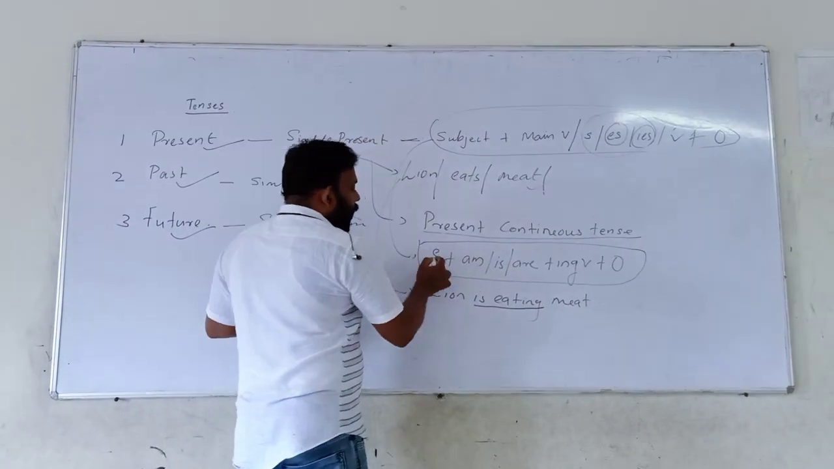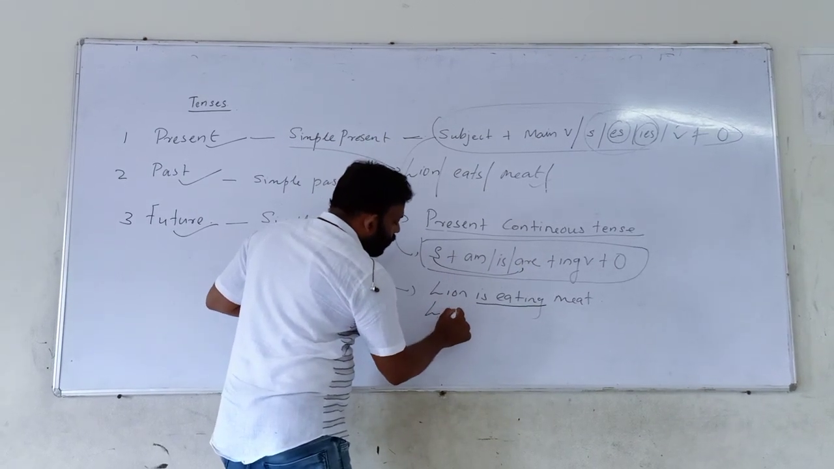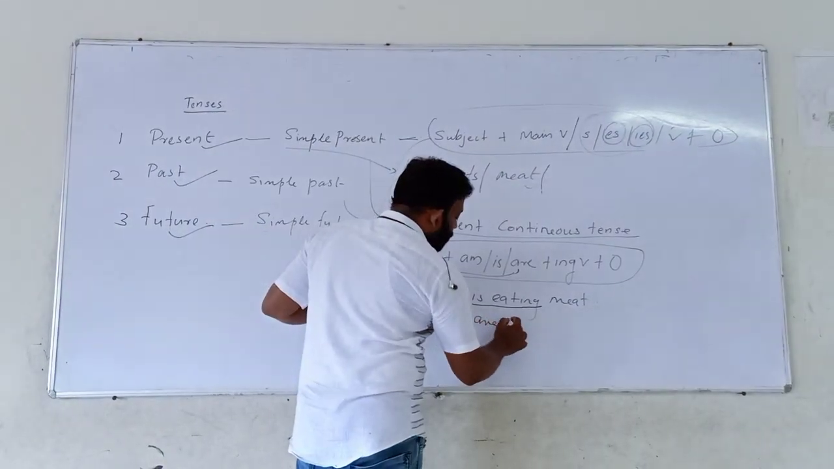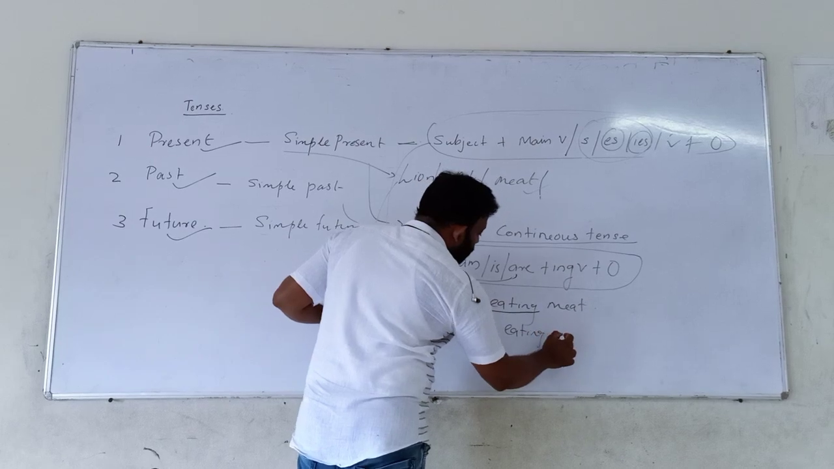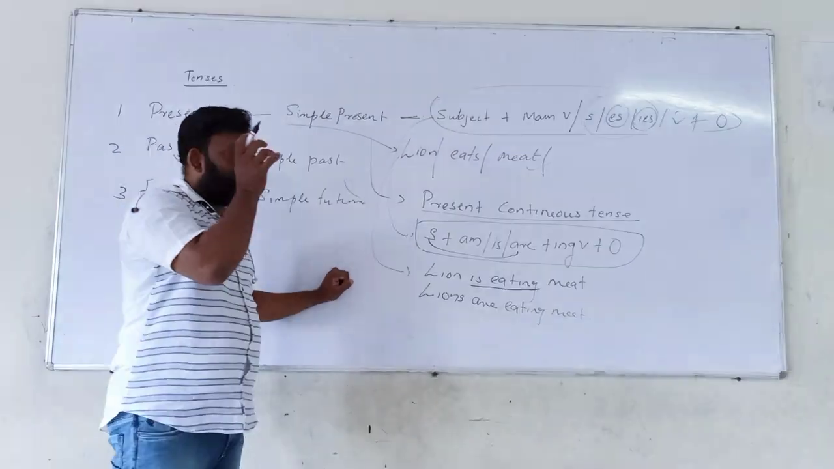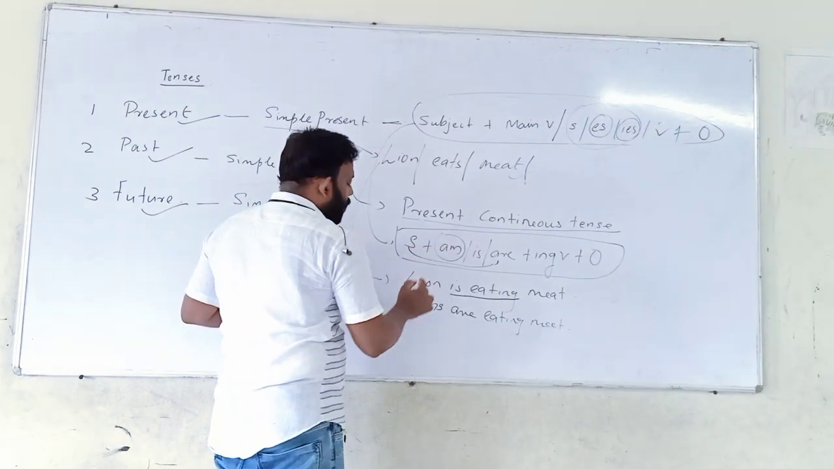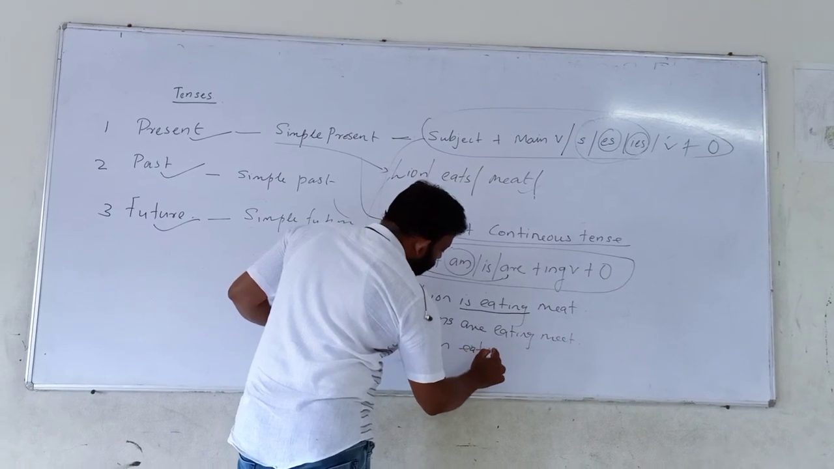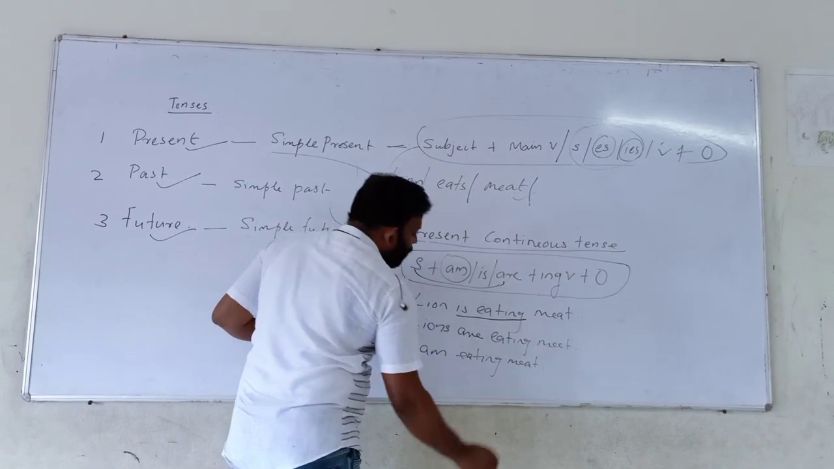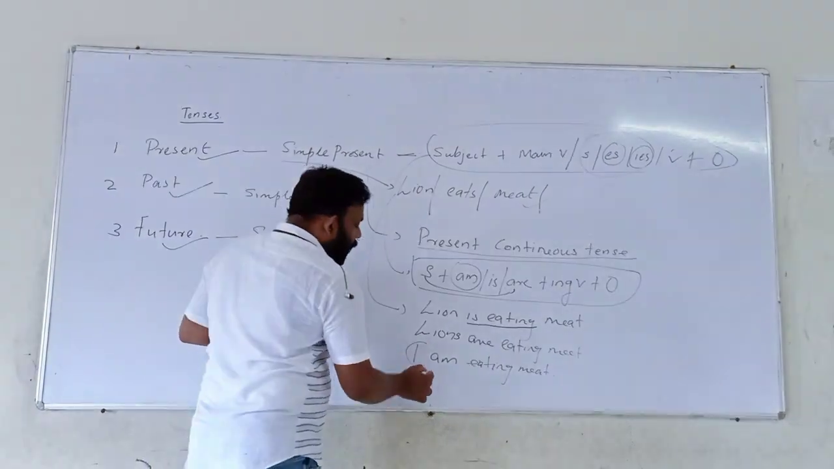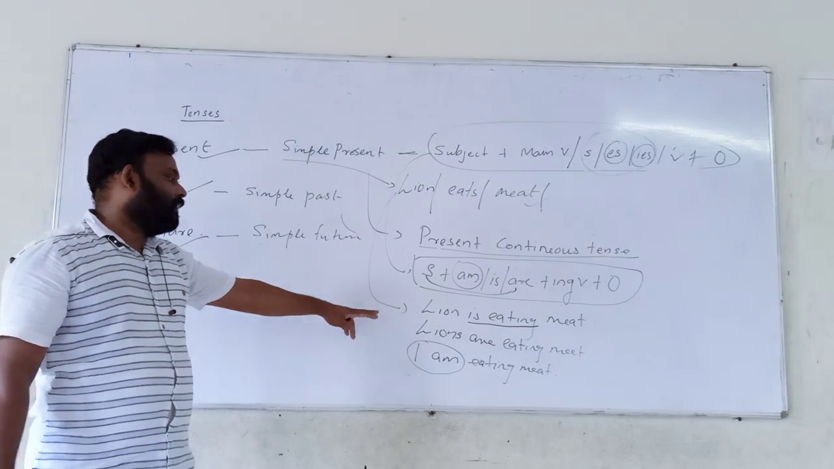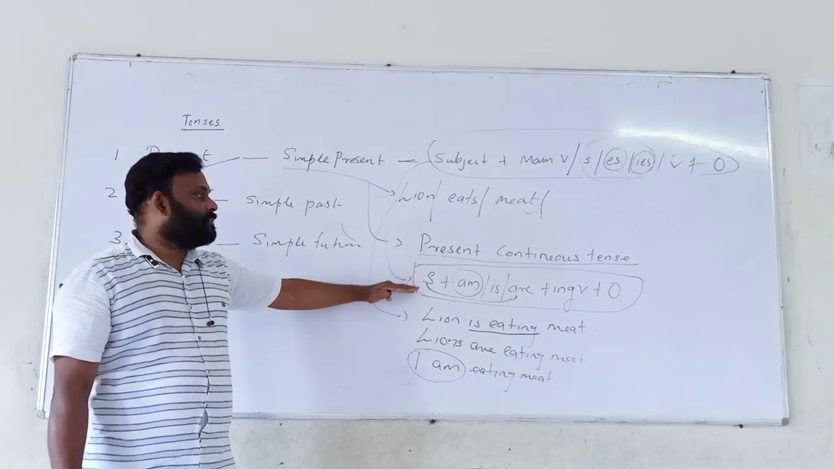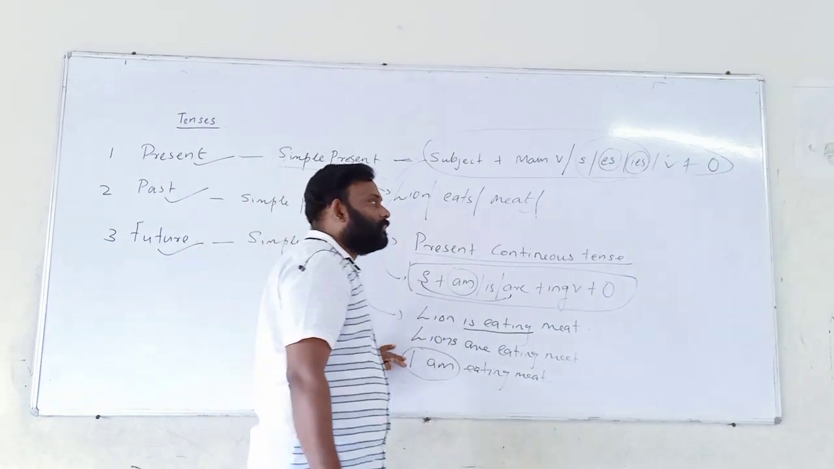For example, now are is there. See, we write instead of lion, we add the plural form of lion, lions. Lions are eating meat. Lions are eating meat. And am, we use the am with I only. I am eating meat. So am is only used with I only. I am eating meat. Lion is eating meat. Lions are eating meat. So this is the form of present continuous tense, and these are the examples for that.